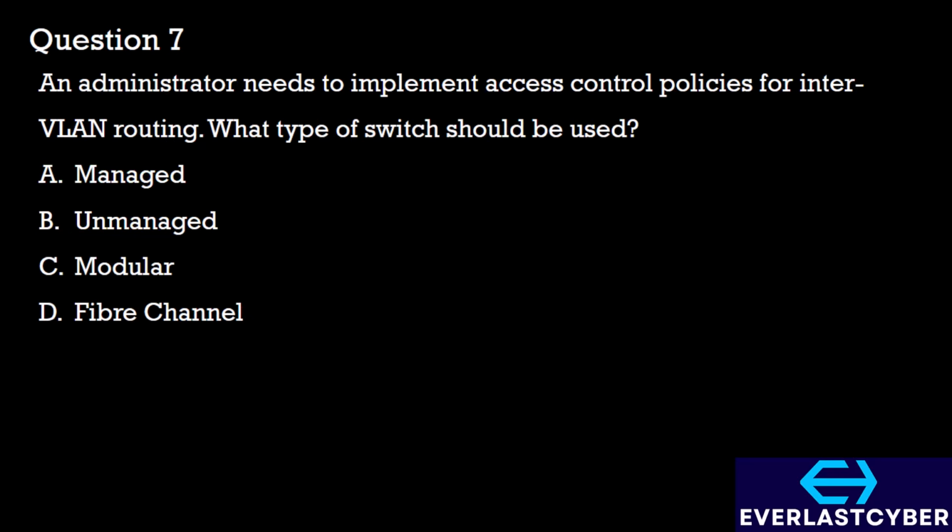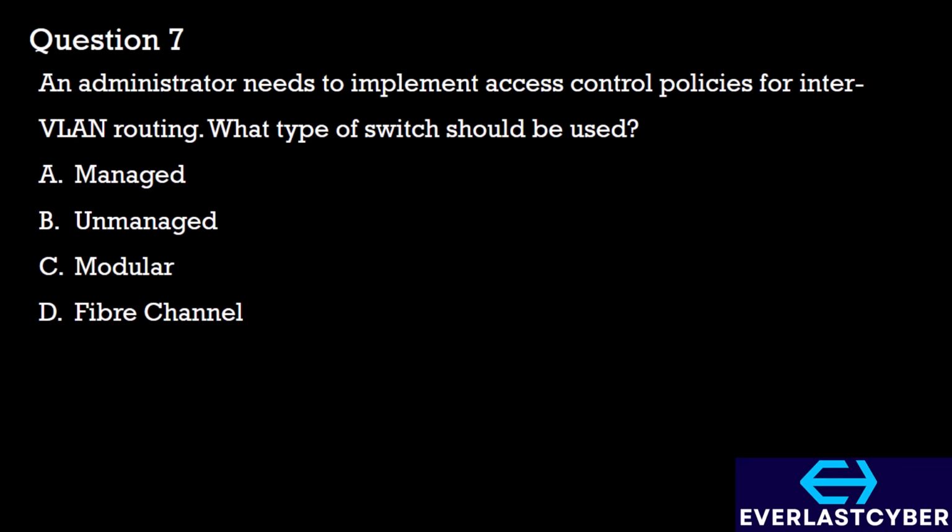Question 7. An administrator needs to implement access control policies for inter-VLAN routing. What type of switch should be used? A. Managed. B. Unmanaged. C. Modular. D. Fiber channel. For this, let's go through the various options.